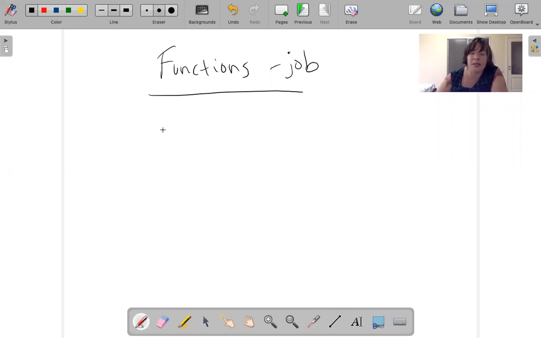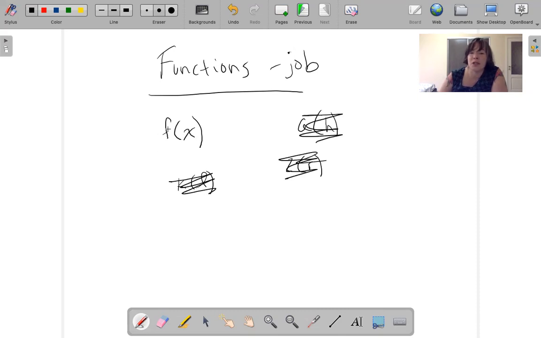A function looks like this in math. I don't want you to be scared of it. It doesn't have to be scary. Functions can look like A of H. They can look like Z of R. They can look like K of L. But most of the time, a function is f of x. And that's how it's pronounced. It's said f of x.